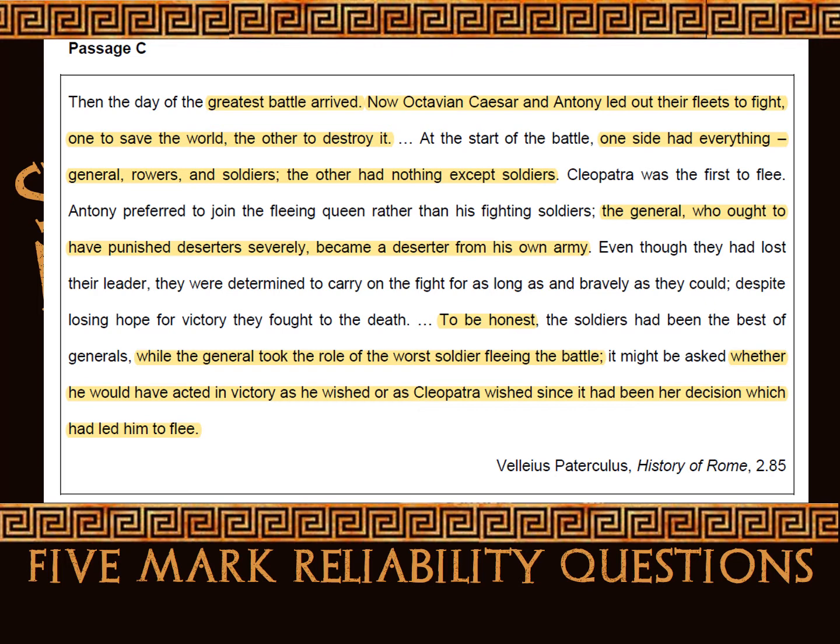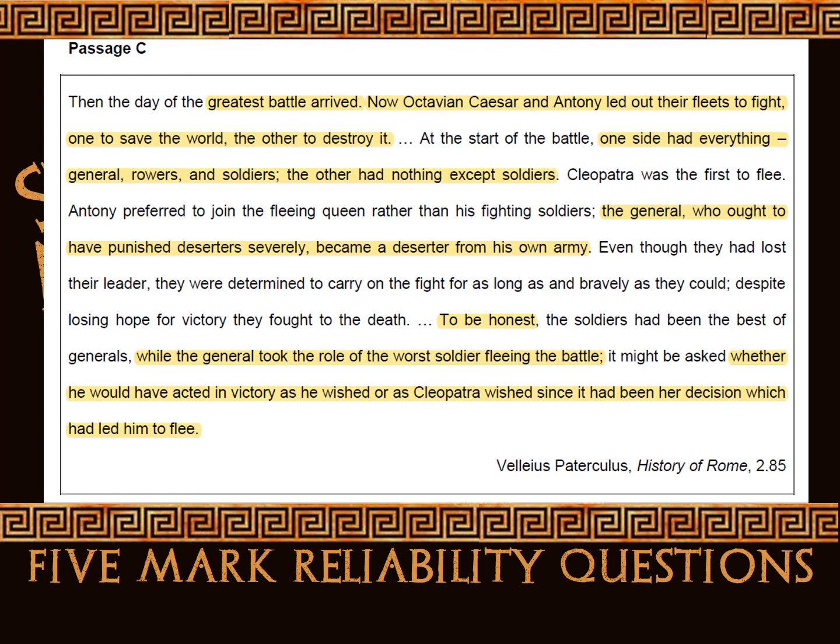And in this extract, you see this source is littered with Paterculus' opinion. So if we're talking about how accurate is the description, the first thing I've highlighted is the fact that they call it the greatest battle. Well, that's a bit of a bold statement. It says Octavian, Caesar and Antony led out their fleets to fight. Again, we're back to this idea of giving details of this was a naval battle rather than a land battle. And then again, we've got this idea of one to save the world, the other to destroy it.